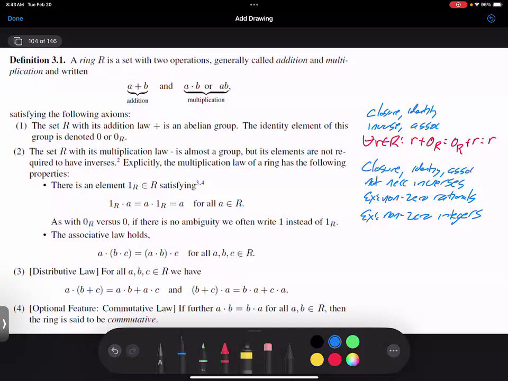Yes, because by definition, a ring is an abelian group under addition. So I'm only considering objects to be a ring if they are an abelian group under addition. It is almost a group under multiplication. Now, we know that there's got to be some issues with multiplication. Which element might have trouble having an inverse?